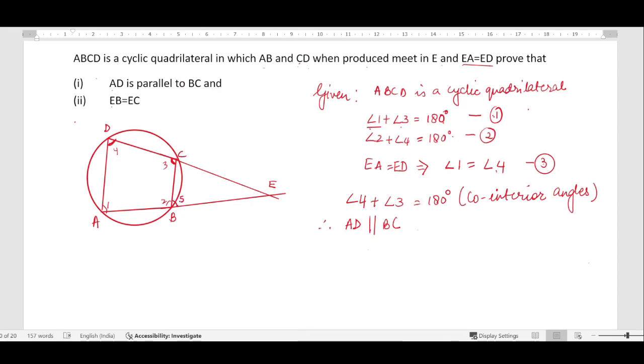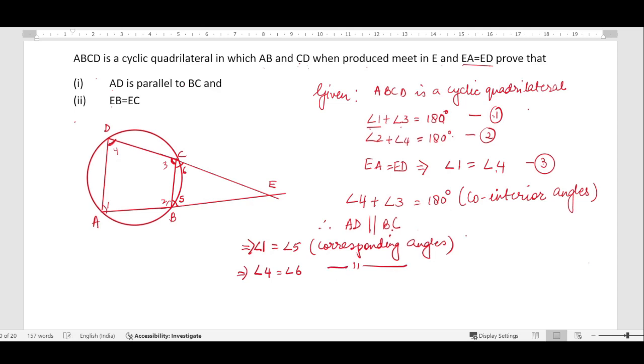Let this angle be 5. Let this angle be 6. Now since AD is parallel to BC, we can say angle 1 is equal to angle 5. They are corresponding angles. Right? Also angle 4 is equal to angle 6. Again they are corresponding angles.